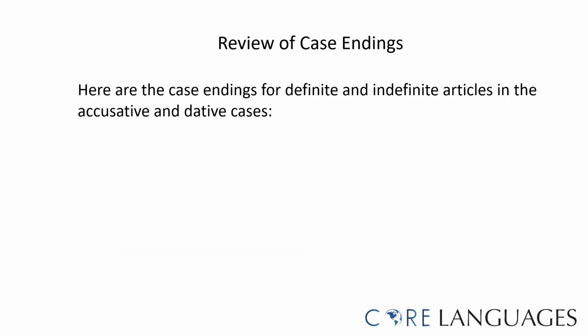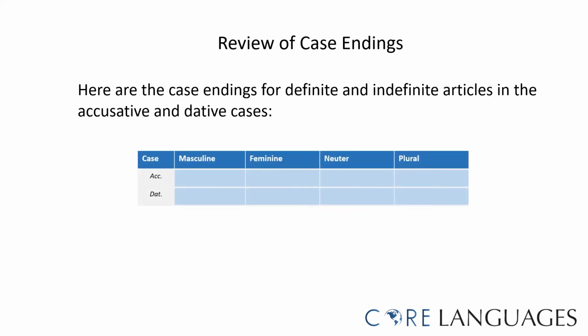A two-way preposition or a Wechselpräposition can be followed by a noun or a pronoun either in the dative or the accusative case. If the preposition is followed by a noun, we need to remember the case endings for definite and indefinite articles in those two cases. For masculine nouns in the accusative case, the articles are den, einen. For feminine nouns in the accusative case, the articles are die, eine. For neutral nouns, das, ein. And for plural nouns, die, keine.